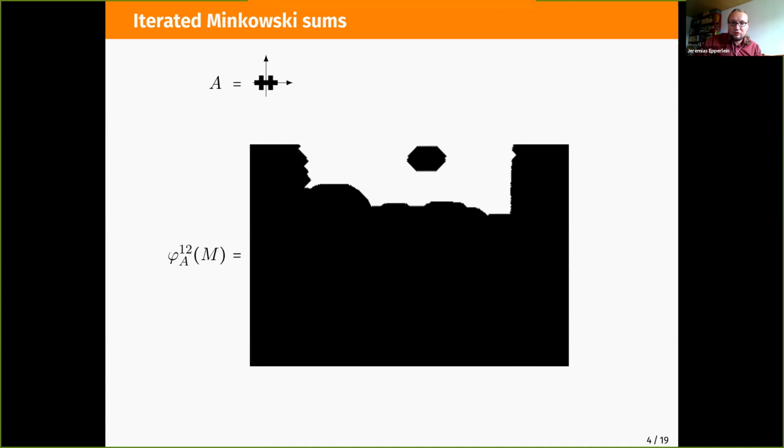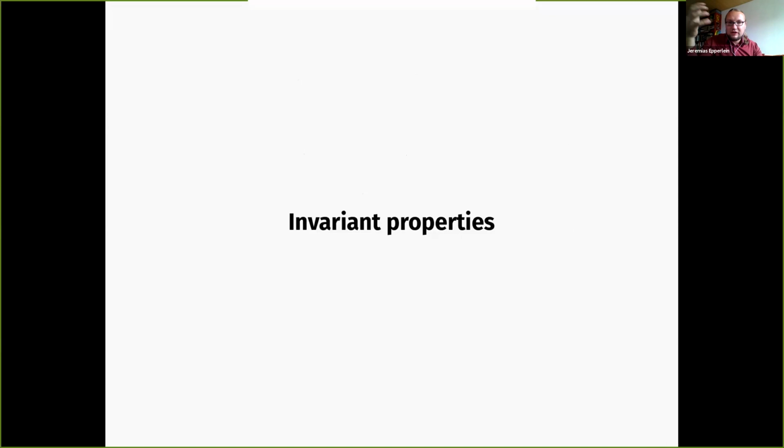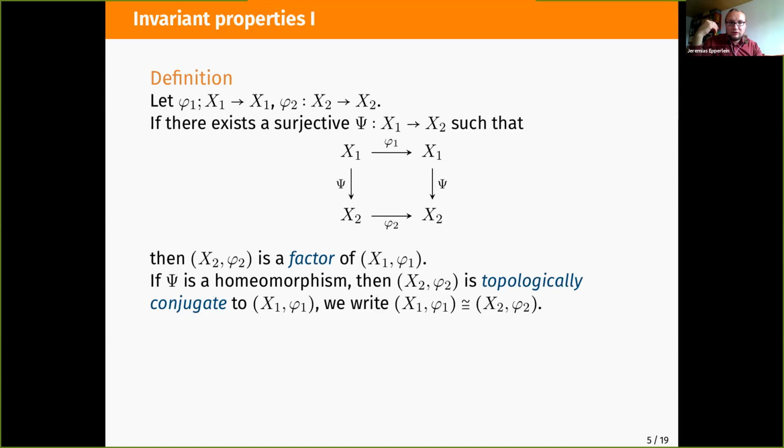And now, to every pair of a group and a generating set, we can associate such a system. And the question is, what kind of properties of the group or the generating set can we recover if we are only given this thing as a topological dynamical system? And to make this precise, we fix the following notation. If I have two topological dynamical systems, phi_1 and phi_2, and if there exists a surjective map psi from X_1 to X_2 that makes this diagram commute, we say that the system downstairs is a factor of the one upstairs.